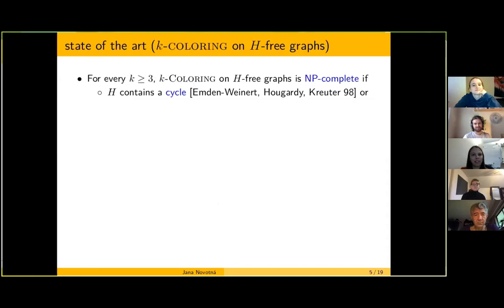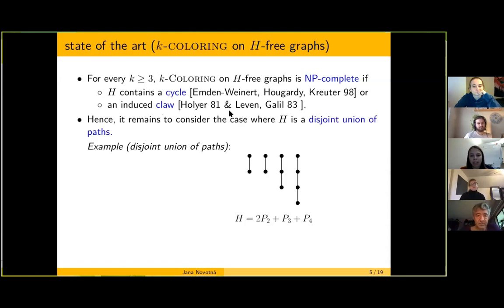There has been an extensive study about the computational complexity of k-coloring on H-free graphs. Thanks to the earlier results, we know that for any k which is at least 3, k-coloring on H-free graphs is NP-complete if H contains a cycle or an induced claw. So what remains is to consider the case where H is a disjoint union of paths. Again, you can see here an example of a disjoint union of 2 paths on 2 vertices, 1 path on 3 vertices, and 1 path on 4 vertices.